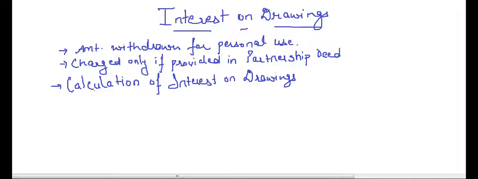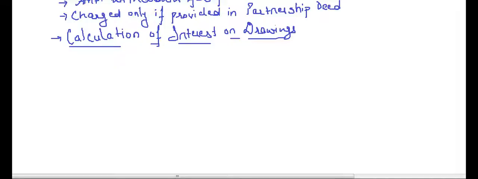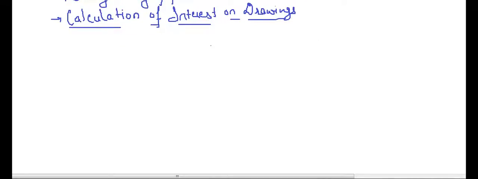See, there can be two things in the question. Either the amount of interest on drawings will be given straight away, or what will be given is the amount of drawings and the rate of interest. Now I'll explain. There are many scenarios for this calculation. We'll take up one by one with examples. Okay, I'll explain everything with examples.